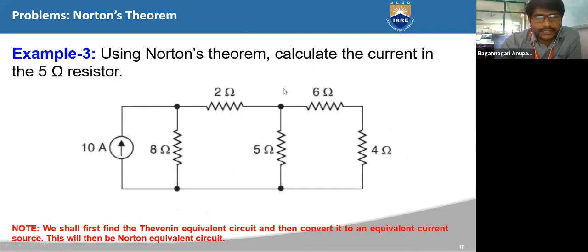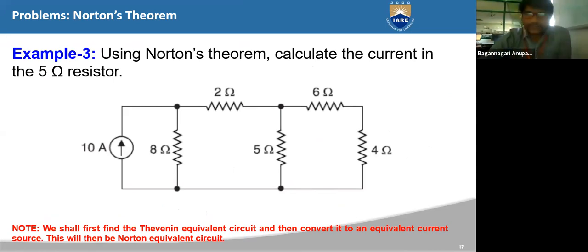So please, can you solve this problem using Norton's theorem? Example number 3, you just go through this. Using Norton's theorem, calculate the current in the 5 ohms resistor, this resistor. So follow any of the procedures to find the value of Norton's equivalent circuit.